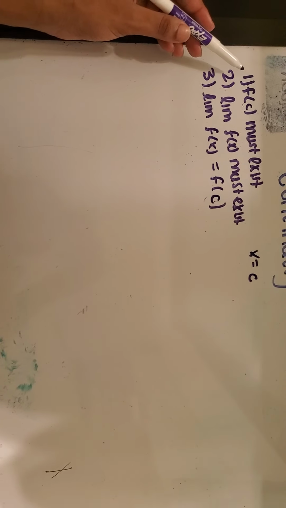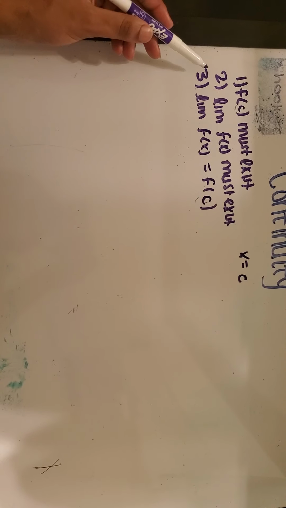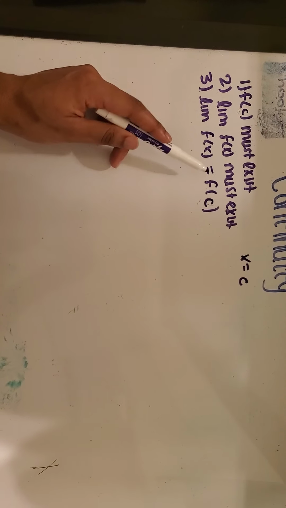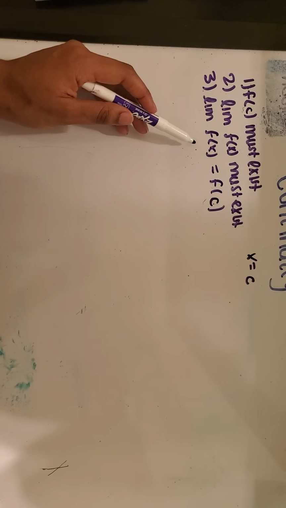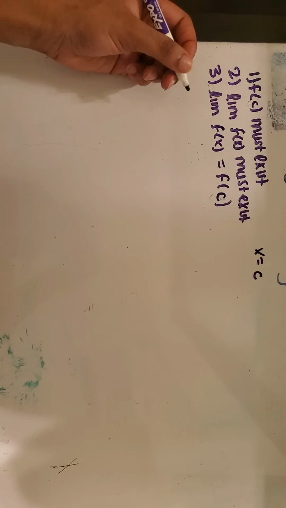The first one being that f of c, the function of the point given, must exist. The second one being that the limit of f of x must also exist. And the third requirement being that the limit of f of x must equal the function of c. So let's see this in action.